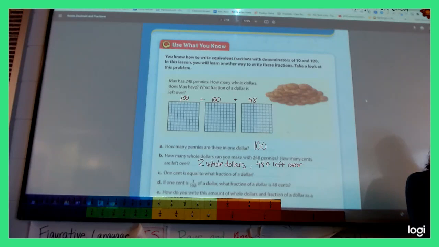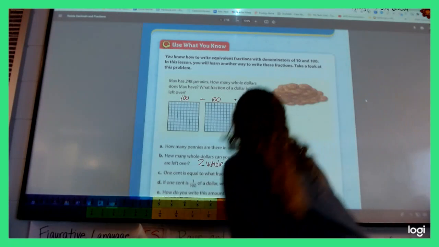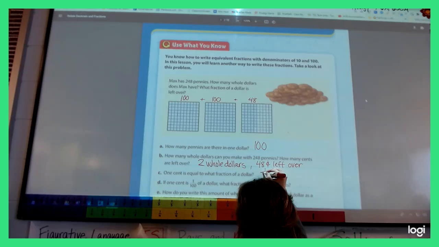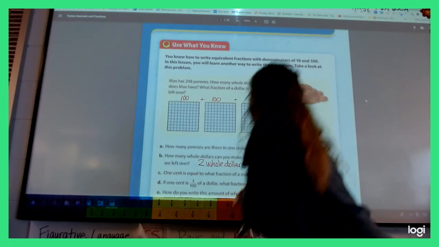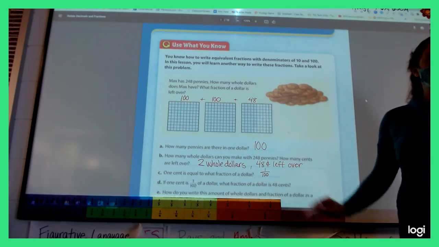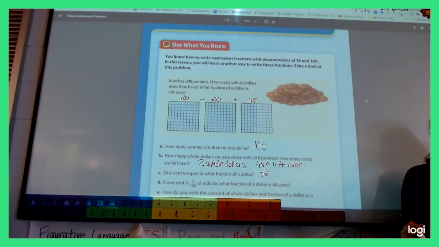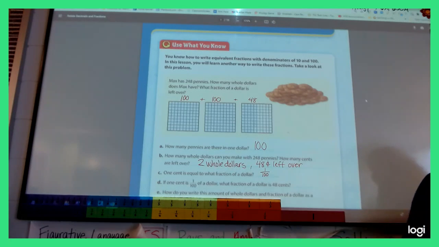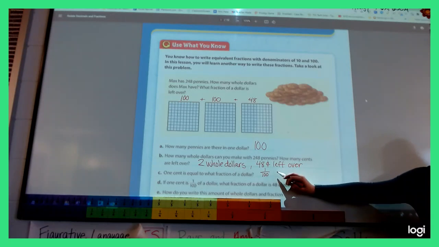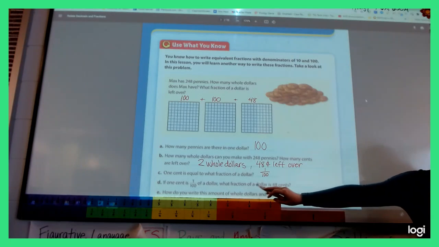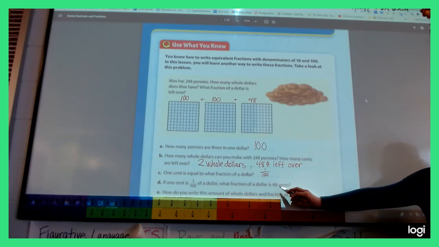Would that be one dime? 1/100. Good, 100th. 1 over 100. Right, and that makes sense. If I had 100 pennies, I would have 1 full dollar. Does that make sense to everyone? Okay. And now D. If 1 cent is 1/100th of a dollar, which Josiah just confirmed that it is, what fraction of a dollar is 48 cents?